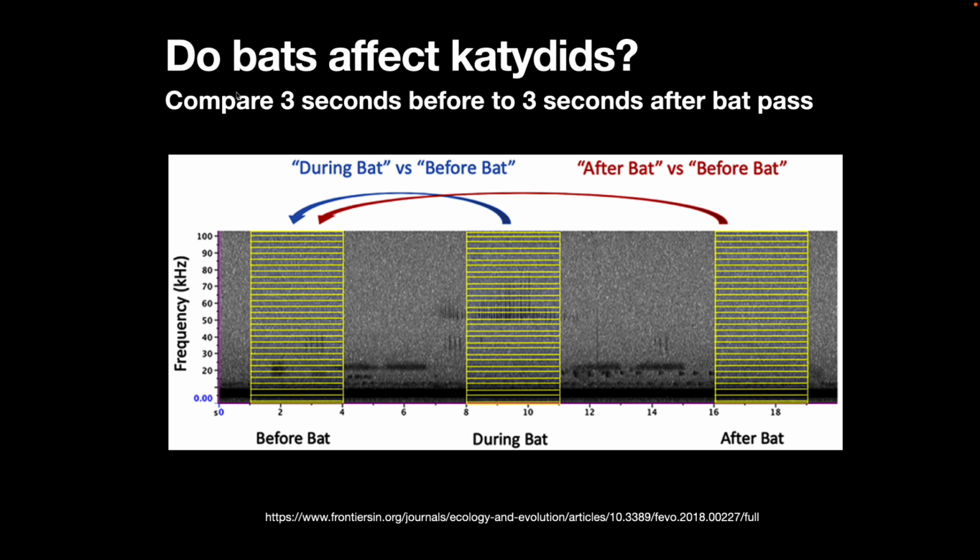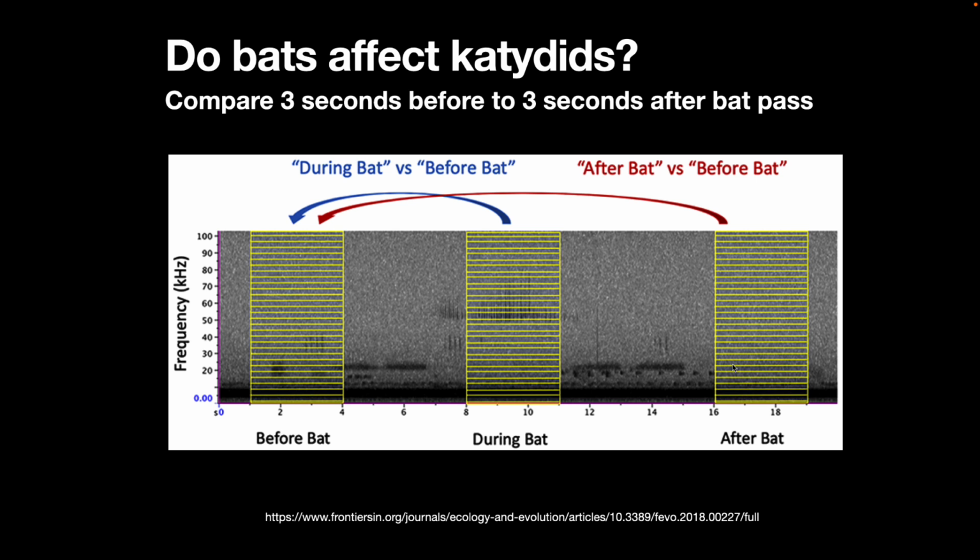There was a cool study that was done, I think this one's in the Philippines, and they looked at comparing what happens to the sounds of katydids before a bat pass versus during versus after. What they do is they start off with before the bat pass, they look at the katydid noise and use that as a baseline. And then they check and see, when bats are flying over, do the katydids make more noise or less noise? And then after the bats are gone, do the katydids get really excited and celebrate and make lots of noise, or do they quiet down, or what's going on, and how are they affected?